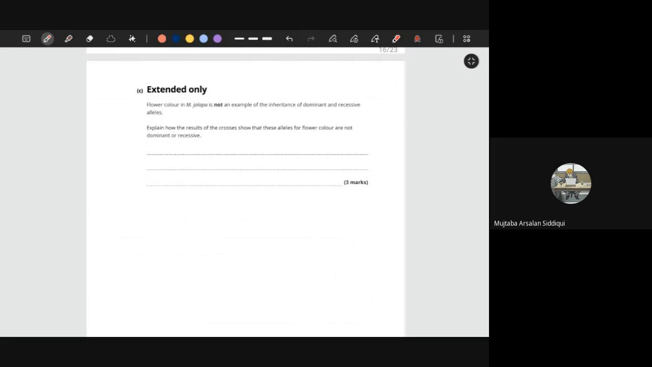This is not an example of inheritance of dominant and recessive. This is codominance, right? Both genes are expressed. And crossing these genes gives 1 is to 2 is to 1.